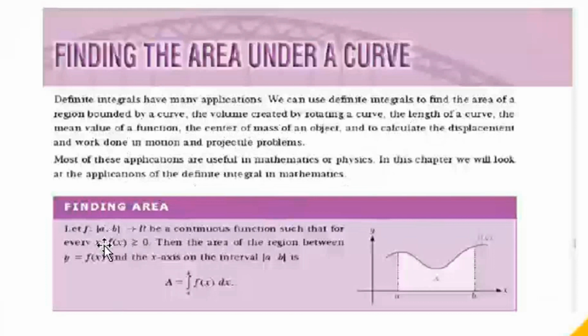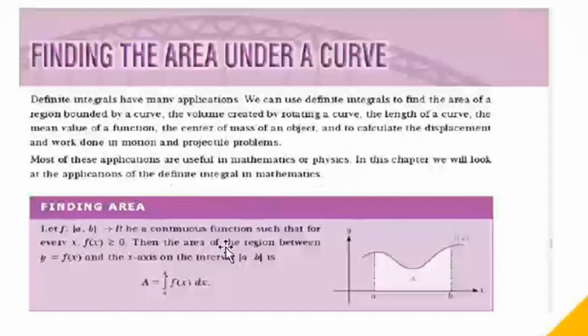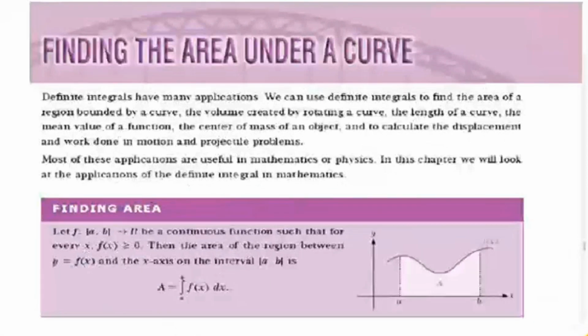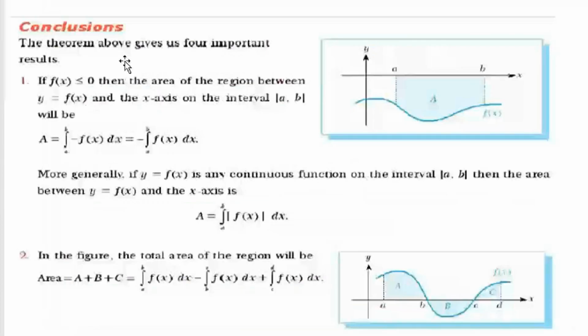So we let f: [a, b] → R be a continuous function such that for every x, f of x is greater than or equal to 0. Then the area of the region between y equals f of x and the x-axis on the interval [a, b] is equal to the integral of f of x dx evaluated from a to b. So the theorem above gives us four important results.